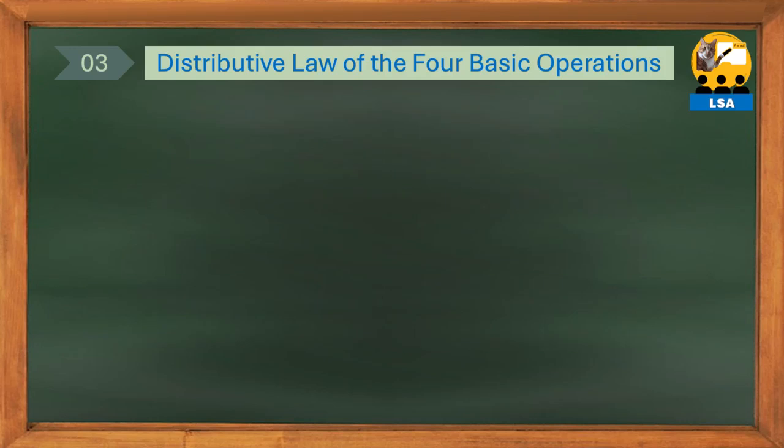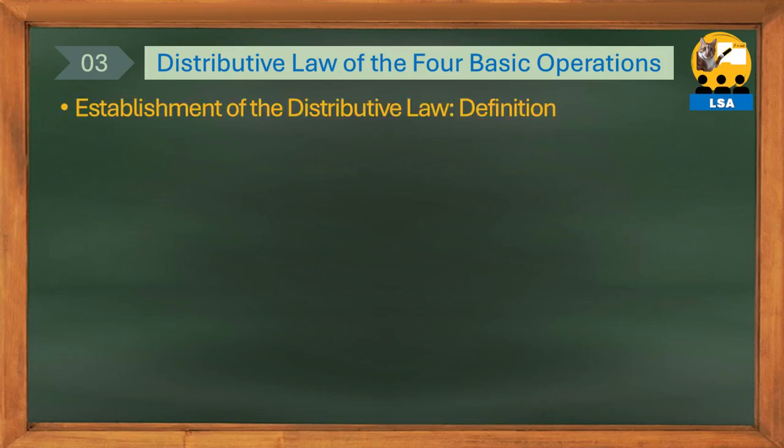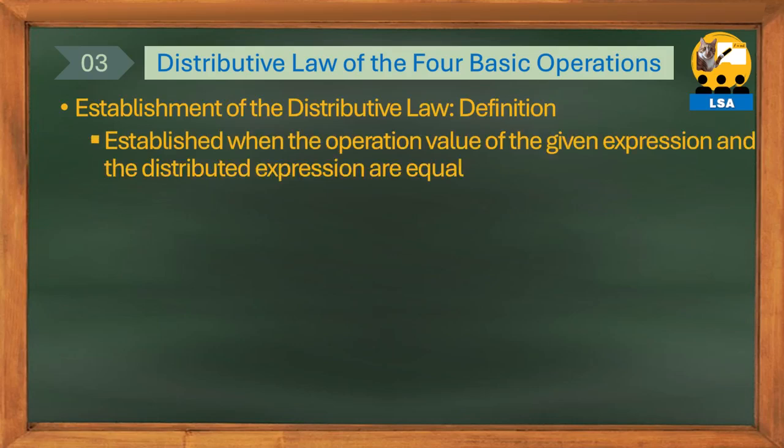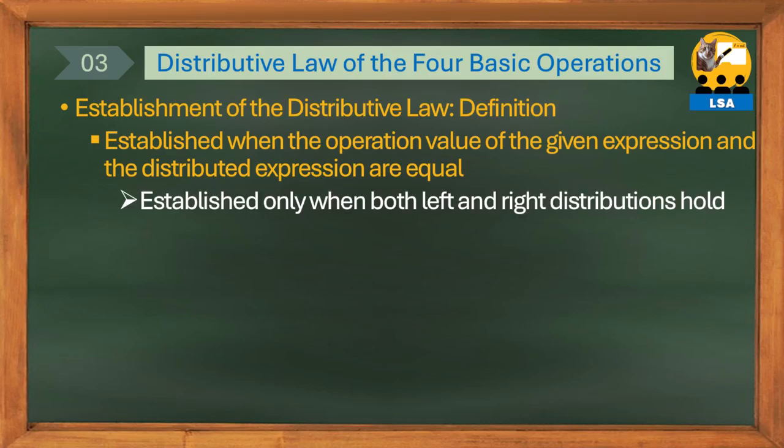Since we understood the form of the distributive expression and the operation rules of the distributive expression, now let's define the distributive law. The distributive law is defined to be established when the operation value of the given expression and the operation value of the distributed expression are equal. In this case, the operations of both the left distributive expression and the right distributive expression must hold.